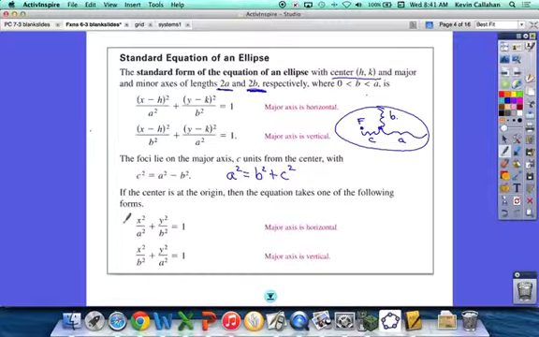Now, one thing that the ellipse has in common with the circle is that both x and y are squared. A parabola is the only one of the conics, or conic sections, which only has one variable squared. What that means is, if we have to put one of these in standard form, we have to complete the square twice. Parabola is the only one you can just do it once.